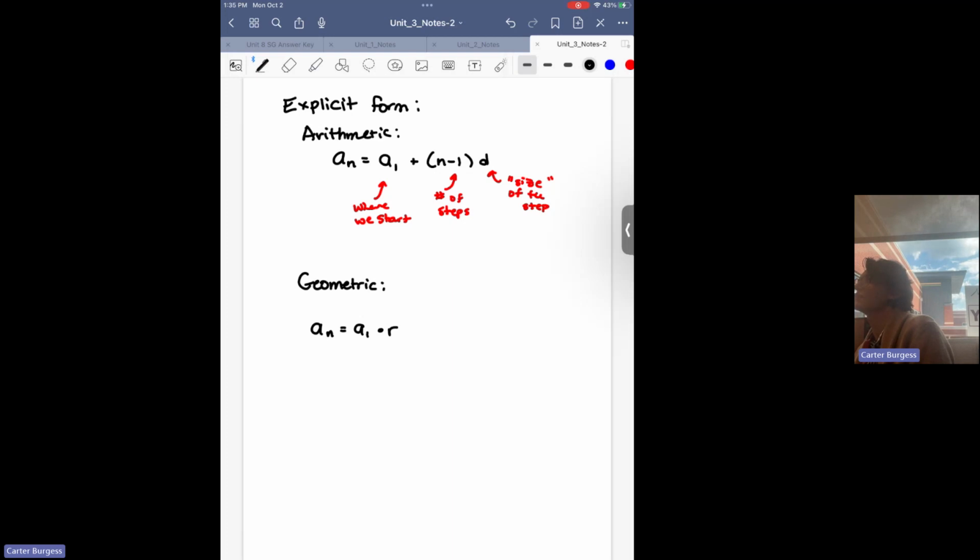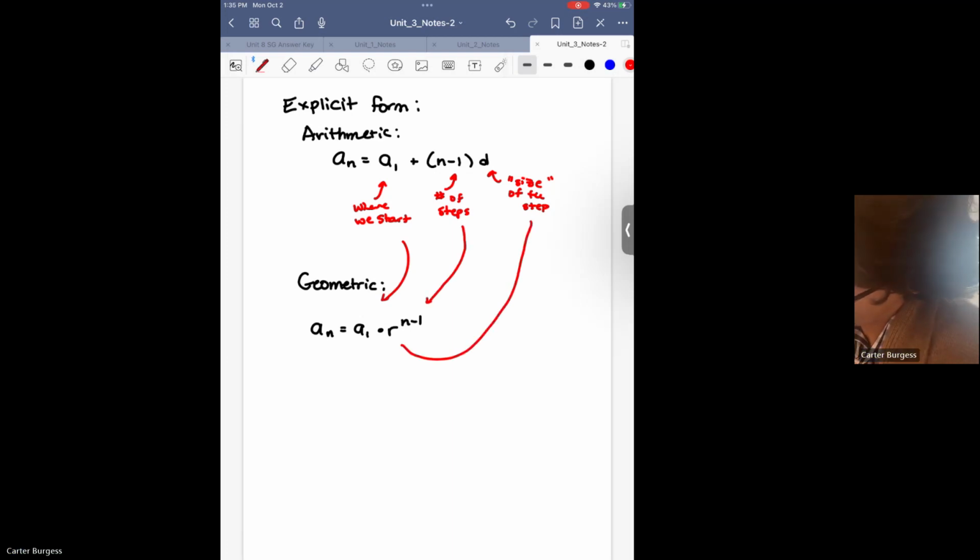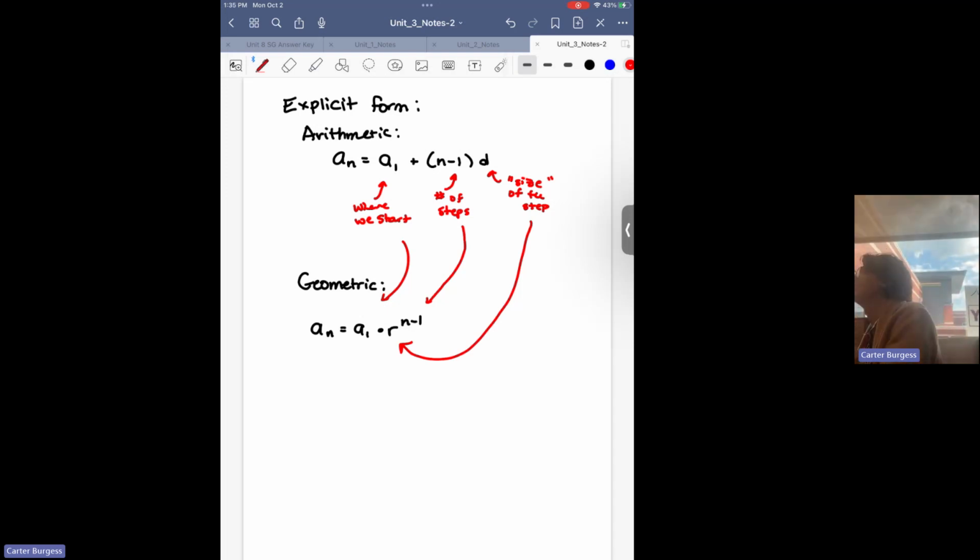And then what does it mean to do this multiplication of r? How would I communicate that I want to multiply by r a whole bunch of times? How would I show that? Raise it to the power of n minus 1. Again, exact same idea: where we start, the number of steps that we take, and the size, or what it means to take a step. Which basically lets us shortcut to the very end.